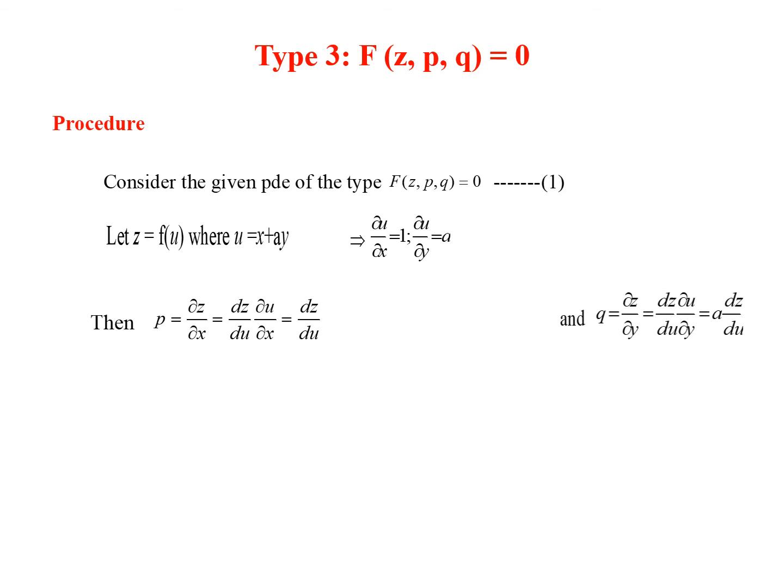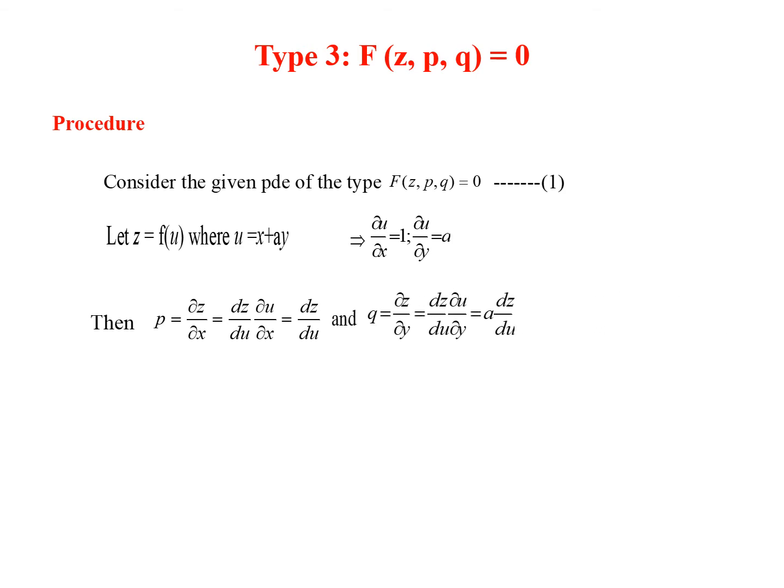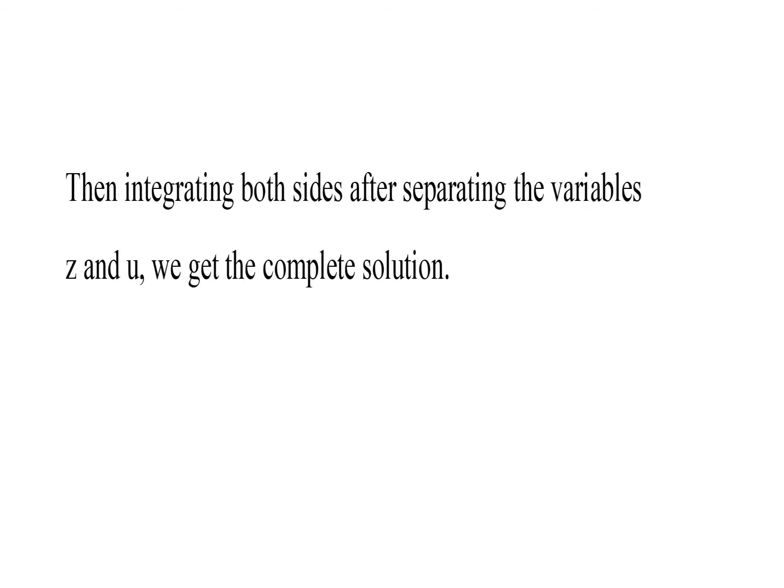Similarly, finding out the value of q, we have q as dou z by dou y. So first we differentiate z with respect to u, we get dz by du into dou u by dou y. When we differentiate u with respect to y, we get a. So the value of q is a dz by du. Now substitute these values of p and q in 1. After substituting in equation 1, we shall integrate both sides by separating the variables z and u on either side. Then we will get the complete solution.